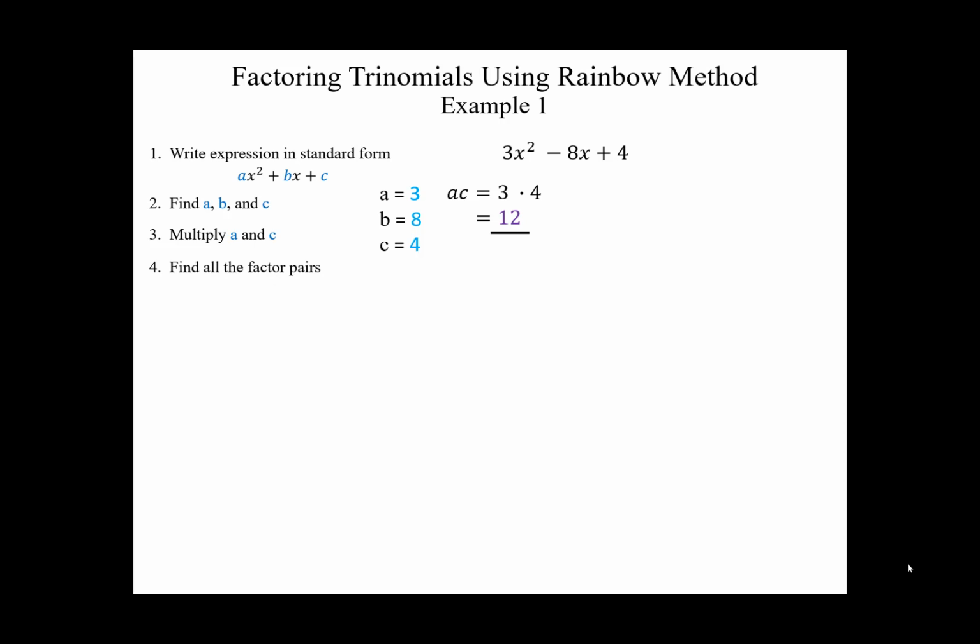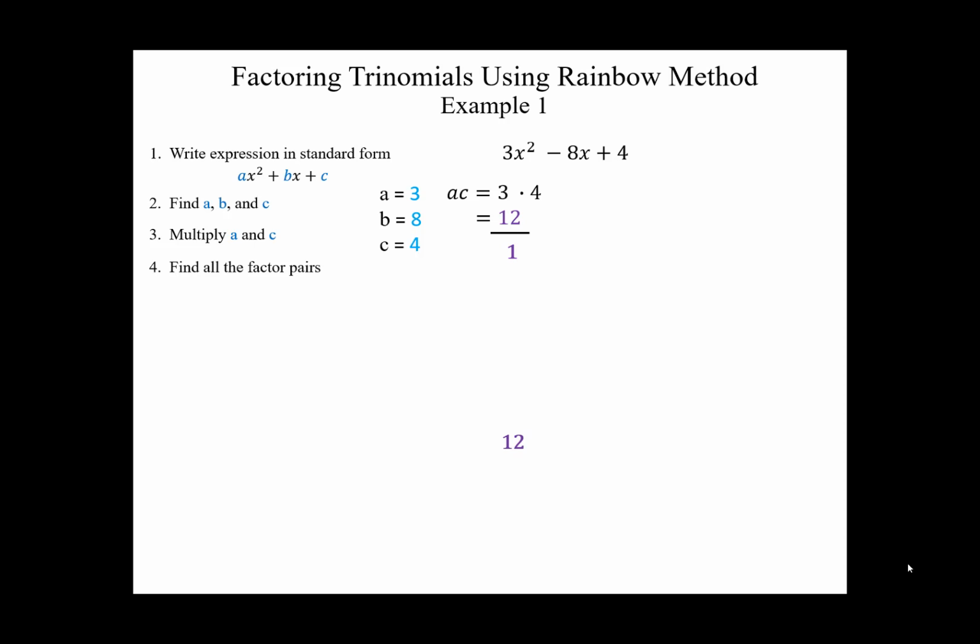Now we need to find all the factor pairs of 12. And we'll start with a 1. We always start with 1. We multiply 1 times 12 to get to 12. So you notice we leave some space between the 1 and the 12, and we're going to fill that in with the rest of the factor pairs.